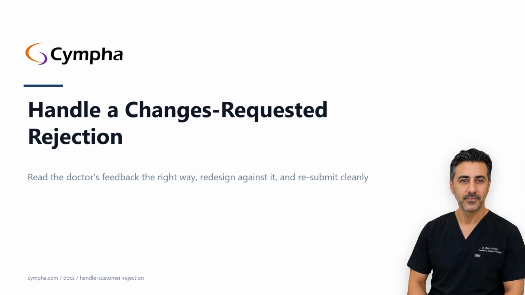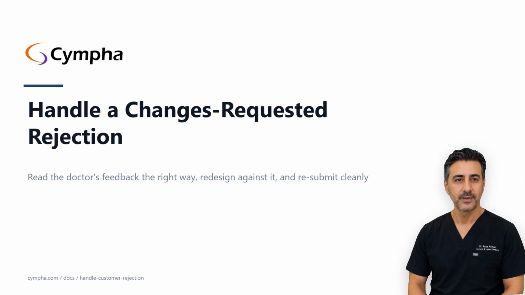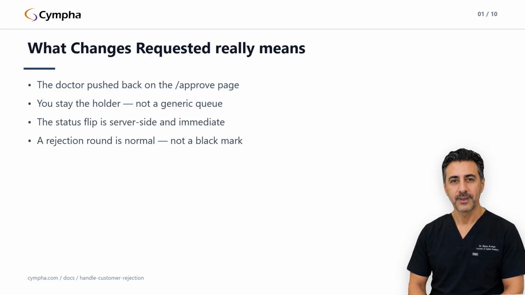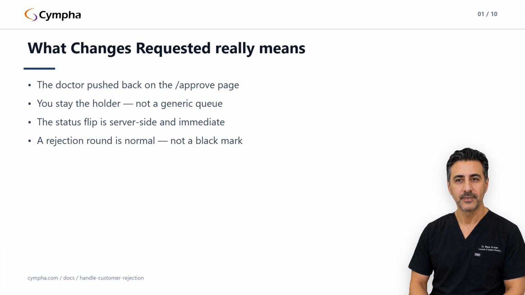First, the shape of the event. The doctor opened the review page, looked at your deliverable, and clicked request changes. The case status flips to changes requested immediately. The flip is server-side, so if you got the email but still see awaiting approval, just refresh. The email and the status are two views of the same event. Crucially, a return case keeps you as the holder. The system deliberately does not drop it back into a generic queue, it stays with the designer who built the deliverable, so the redesign loop is tight.